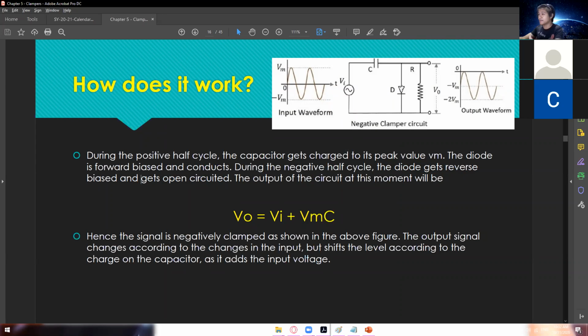You just have to interchange this one and reanalyze everything again. Then you will see that this one is the negative clamper. Basically everything is the same. It's just that it was shifted below the ground level. So hence the signal is negatively clamped as shown in the above figure. The output signal changes according to the changes in the input, but shifts the level according to the charge on the capacitor as it adds the input voltage.